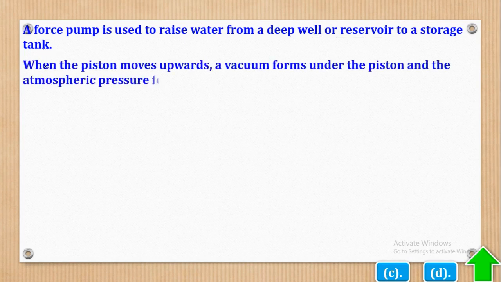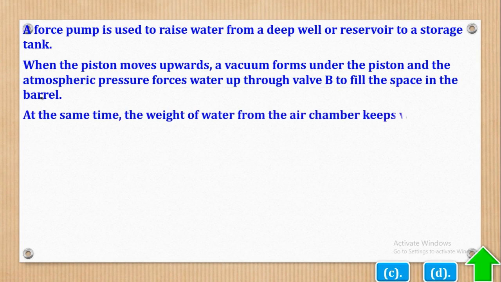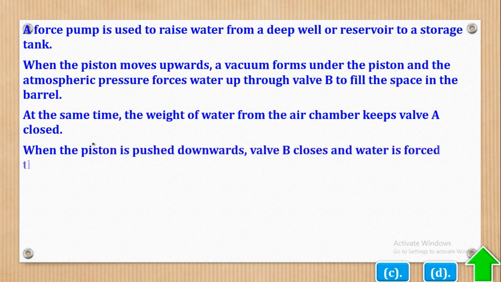So now let's start with the upward stroke. For the upward stroke, when the piston moves upwards, a vacuum forms under the piston and atmospheric pressure forces water up through valve B to fill the space in the barrel. At the same time, this phrase is needed, the weight of the water from the air chamber keeps valve A closed. So that was the upward stroke.